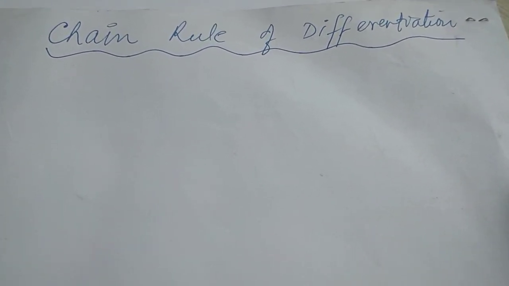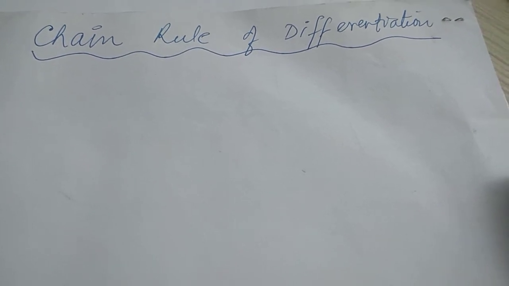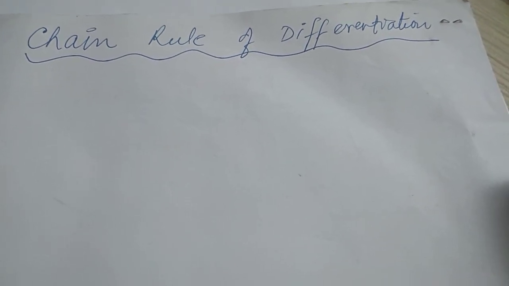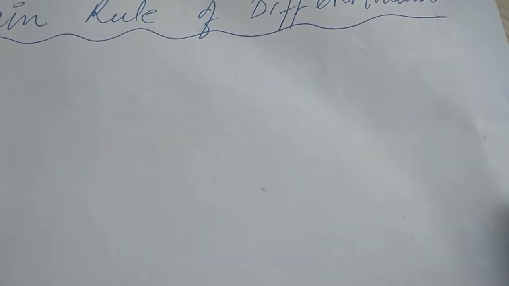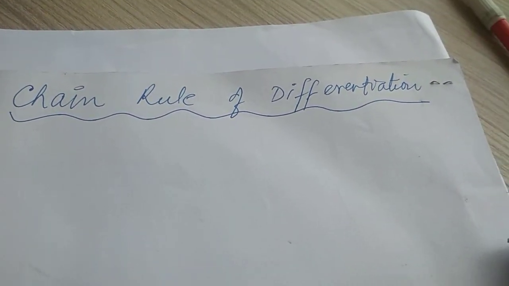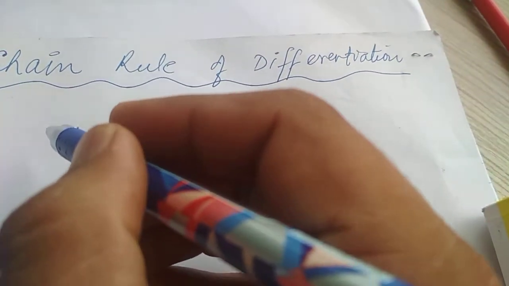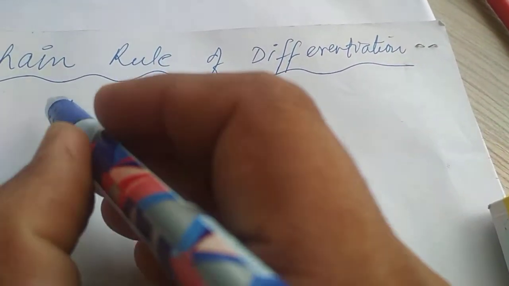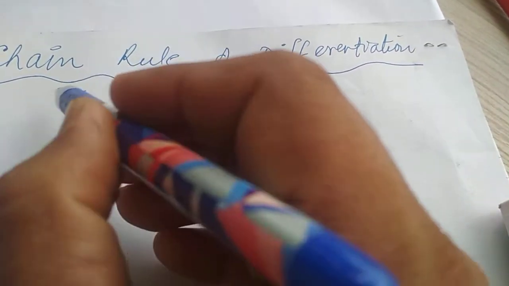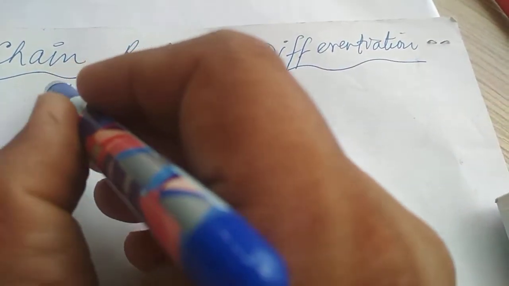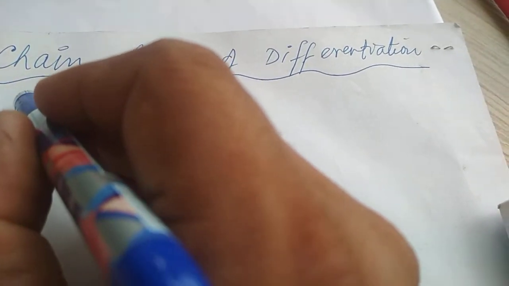This is another video for explaining the chain rule of differentiation in a direct method, without substituting any variable. In the last video I have taken an example. First I would like to tell you what the chain rule is.